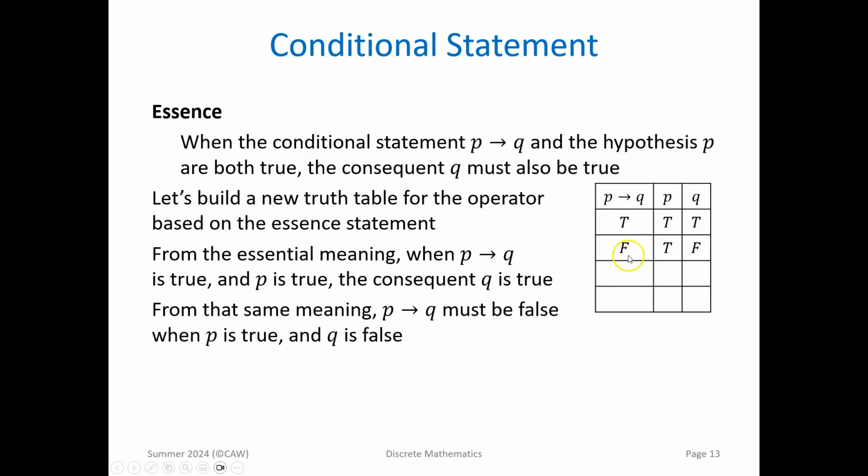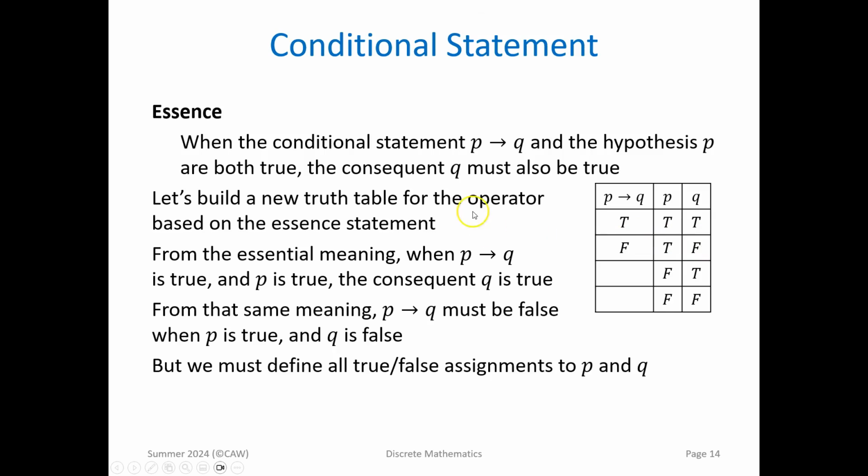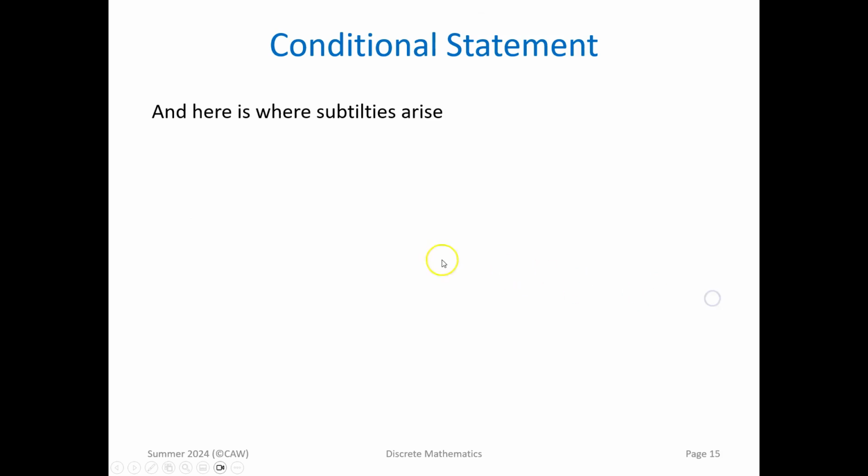If it was true, then we really wouldn't have anything in the essence of this statement. P being true would imply Q true or false, and we wouldn't know anything about Q. So we want to rule this one out, and I think everybody can agree to that. But we need to define all four rows. We need to assign true-false values to P then Q for all the assignments to P and Q. So we have two left over: P false, Q true, and P false, Q false.